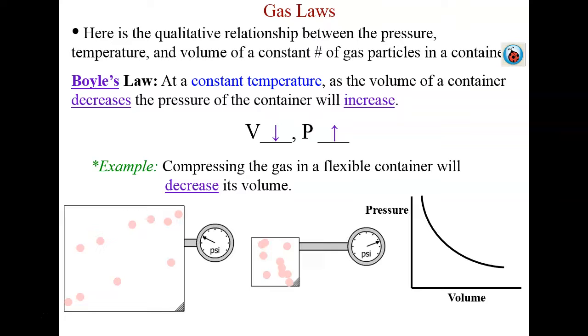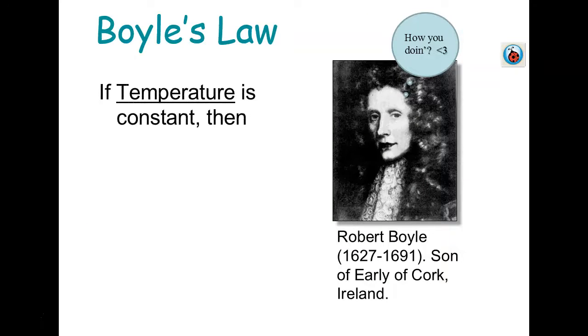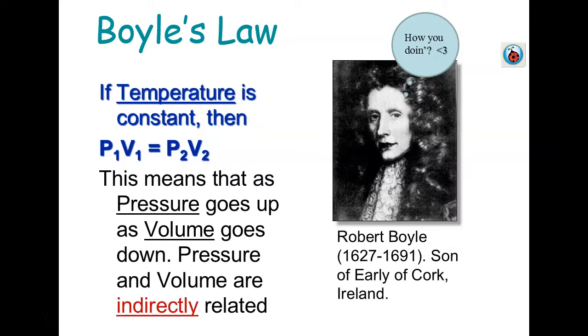So what kind of relationship is that? Let's look at that. And this also means as temperature is constant, as pressure goes up, volume goes down. Pressure and volume are indirectly related. Remember that, indirectly. Directly is when volume goes up, pressure goes up. That would be a direct relationship, but that's not what's happening. It's an indirect relationship. As one goes up, one goes down. This is called Boyle's law. Here's Robert Boyle.